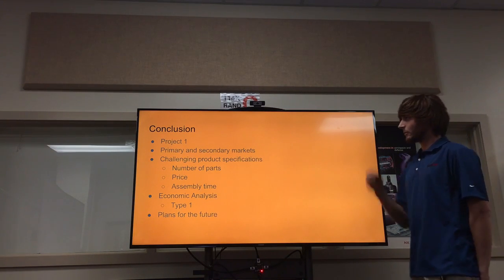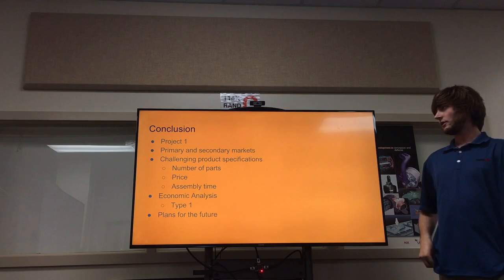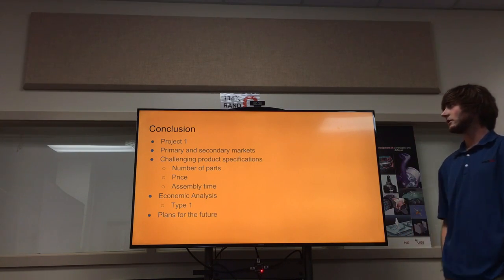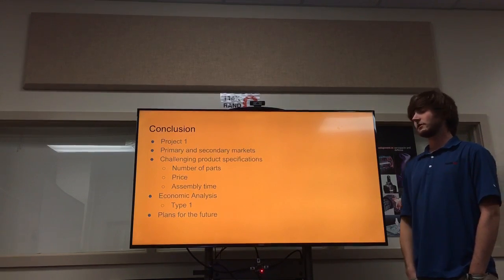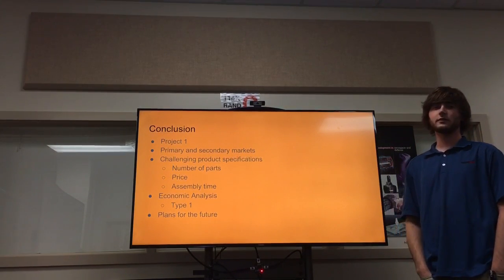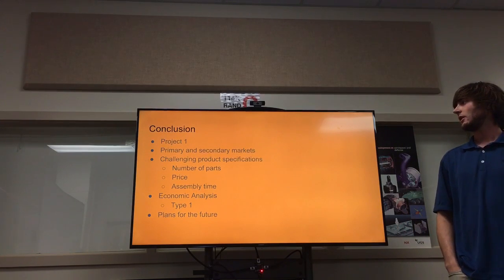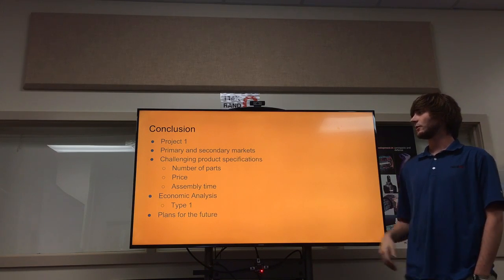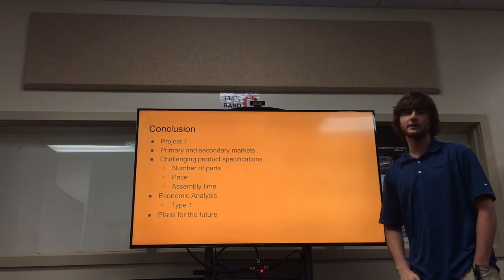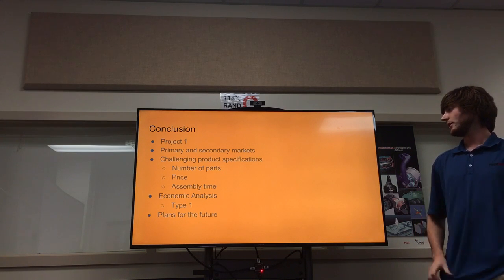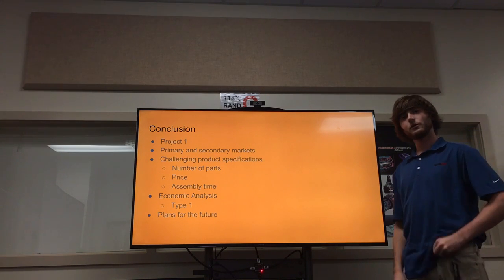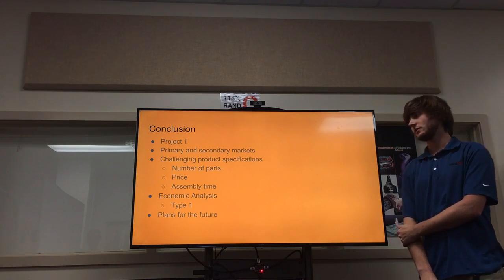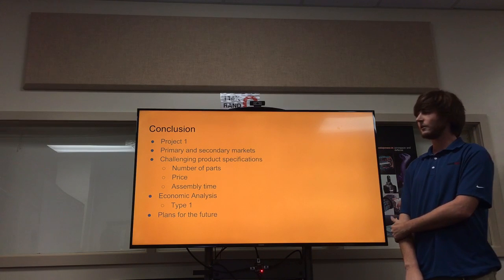So in conclusion, we went with Project 1, which demonstrates the ideas of conductivity, unit conversions, and volume to 8th graders. The primary market is going to be 8th grade teachers and 8th grade students, and the secondary market is going to be the parents of the 8th grade students. In summary, the most challenging product specifications we ended up with and are dealing with currently are the number of parts, the price, and the assembly time. From the economic analysis, we chose type 1 with our pricing, which means that our profit should linearly follow our sales, and the sales and profit should both be able to go up indefinitely.